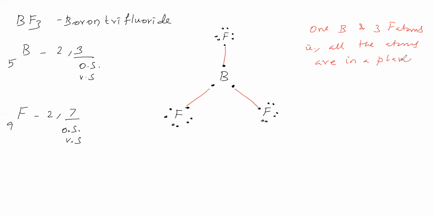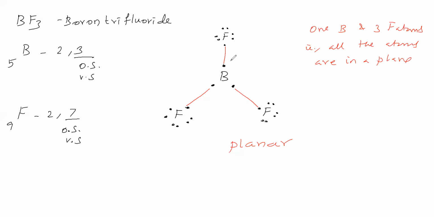That means all the atoms are in one plane, we can say. Therefore, this molecule is planar, in the sense that all these atoms are present in the plane of the screen. Therefore, this molecule is a planar molecule.